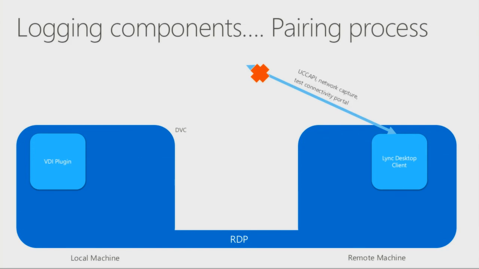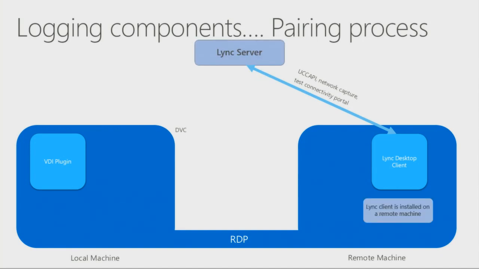For that, we have the UCC API logs that will tell you, at the SIP level, what happened. If the SIP level is not even showing up, then you can start with the network capture and look at the DNS and look at the SSL. You can always start with the test connectivity portal as well. Let's say the user has signed in properly. At this point, the desktop client, as I mentioned earlier, has logic to figure out that it's in a remote environment, so it will send in a DVC channel request.